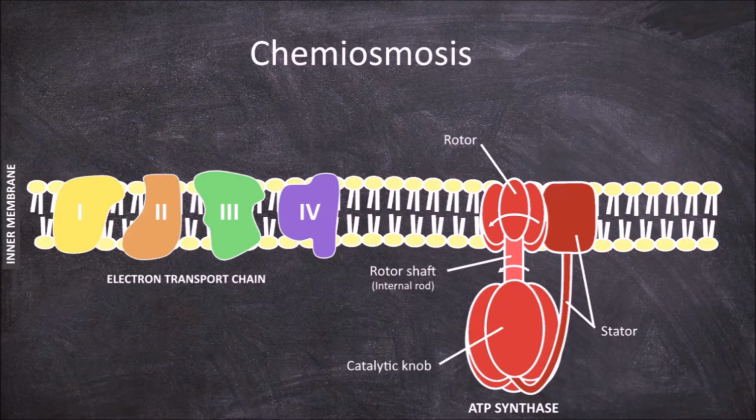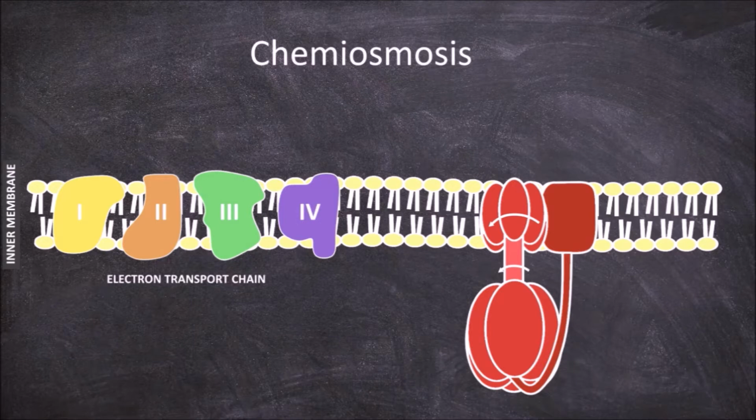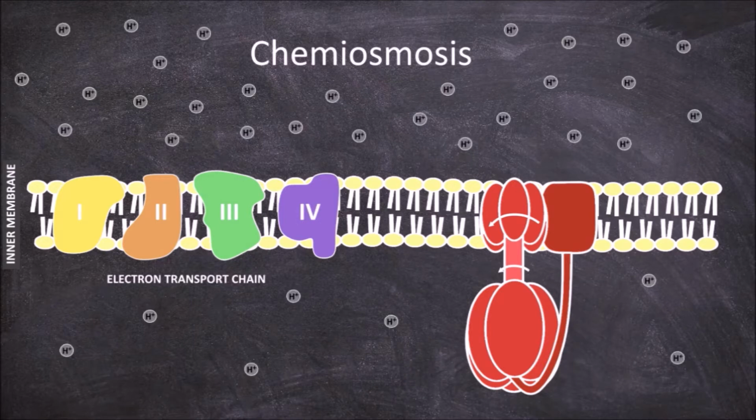At the end of the electron transport chain, we were left with the hydrogen concentration gradient, with the higher gradient in the intermembrane space compared to the mitochondria matrix. The hydrogen protons that are in a higher concentration in the intermembrane space want to move down their concentration gradient into the lower concentrated area of the matrix.